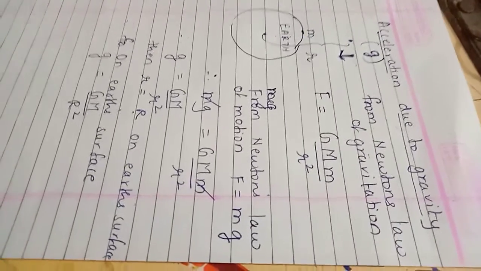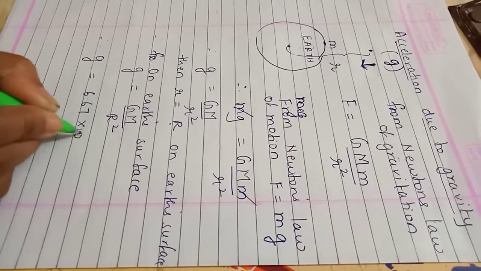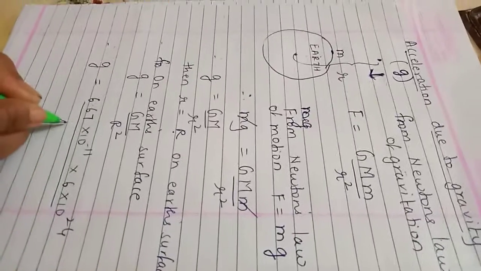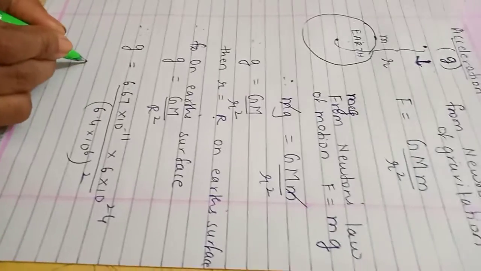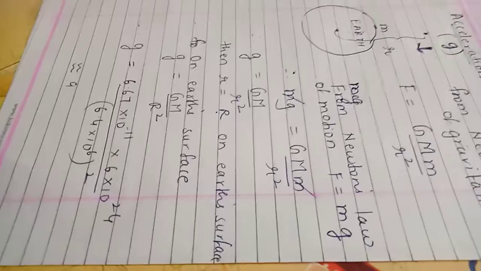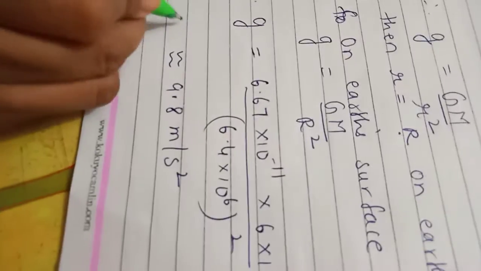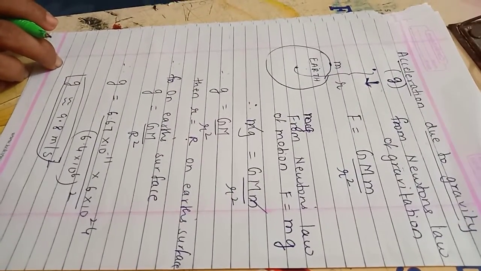Okay? Please substitute the values. Therefore, what is small g equal to? What is capital G? 6.67 into 10 raised to minus 11. Capital M, 6 into 10 raised to 24, divided by small r, 6.4 into 10 raised to 6, square. Students, if you do the calculation, which need not be done, it comes out to be 9.8. What is the unit? Meter per second square. Approximately, a bit less it is. Okay? So what is the value of acceleration due to gravity on the Earth's surface? It is approximately 9.8 meters per second square.